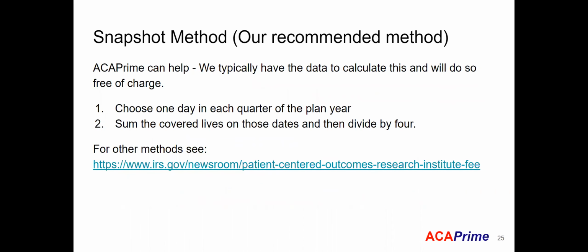How do you calculate the PCORI fee? ACA Prime can help with this. We are now offering this free of charge, given we are doing the ACA reporting for you as the employer. Generally speaking, to do it yourself, you want to choose 1 day. The easiest method here is the snapshot method. There are multiple methods. The one we recommend is to choose 1 day in each quarter of the plan year, sum the covered lives on those dates, and then divide by 4. For various other methods, including using Form 5500, see the link below.